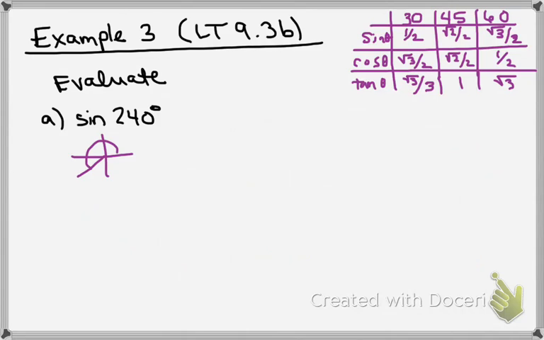So this is 240. So my reference angle then is going to be this angle here. So I'm going to take the 240 and I'm going to subtract off 180. When I do that, I get 60 degrees. So now that I know my reference angle, the next step was to evaluate the trig function at that reference angle. So in this case, I'm going to do the sine of 60 degrees.